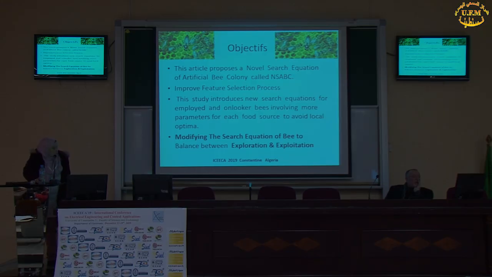The objective of this work is to present a novel search artificial bee colony called the NSADC to improve feature selection. The study introduces a new search equation for employed and onlooker bees by involving more parameters for each food source to avoid local optima. In this work, we try to modify the search equation to get a balance between exploration and exploitation.